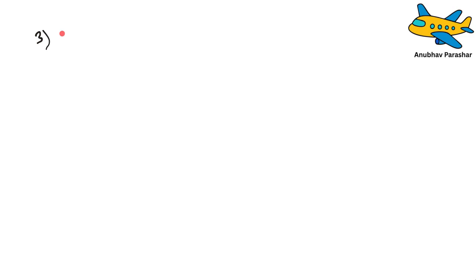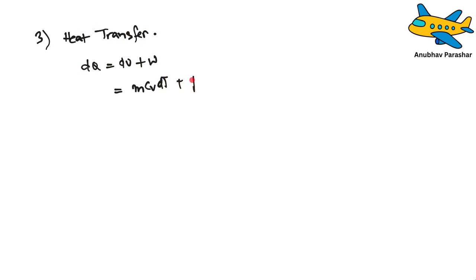Let us consider what is heat transfer. So heat transfer dQ we can write as change in internal energy plus work done. So heat transfer is the change in internal energy, m CV delta T, plus work done, which is p (V2 minus V1). Now we will not be able to calculate it this way. Okay, let us try to have another approach for this.